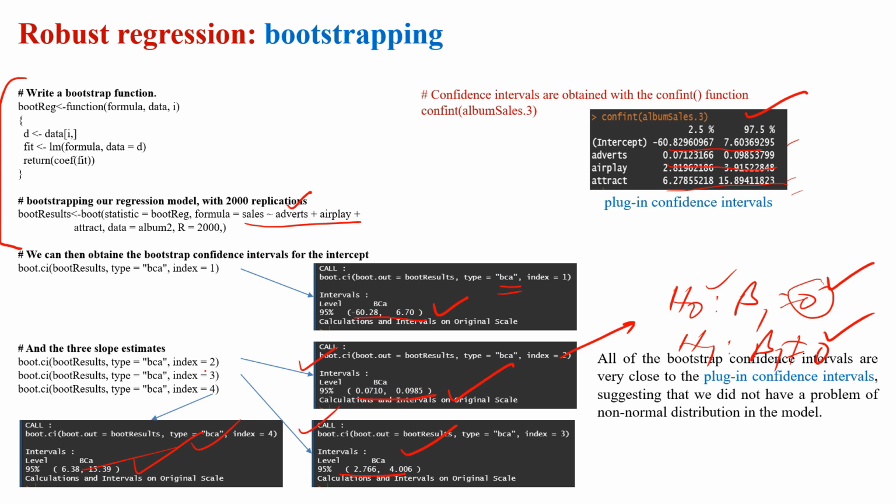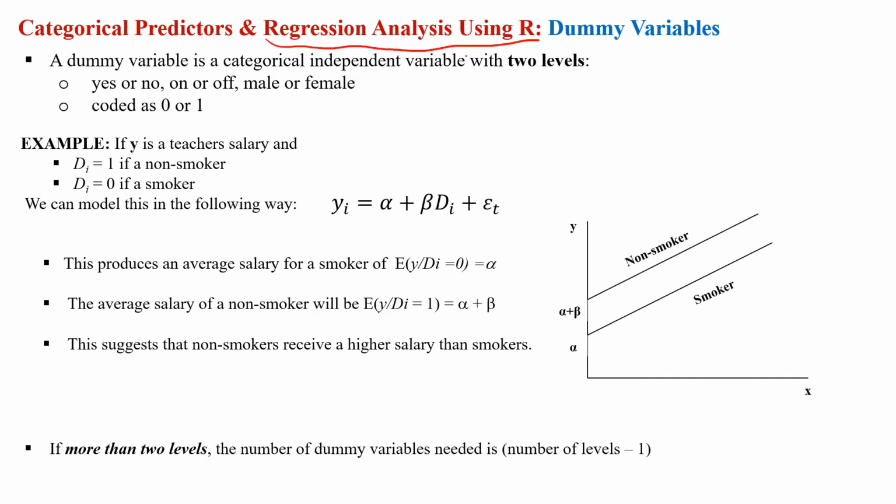So I hope you got the idea how we can apply the bootstrapping on a multiple linear regression model using R. Now think of regression analysis using R, but when we have categorical predictors, or categorical independent variables. In order to deal with categorical independent variables, we can take the help of dummy variables.